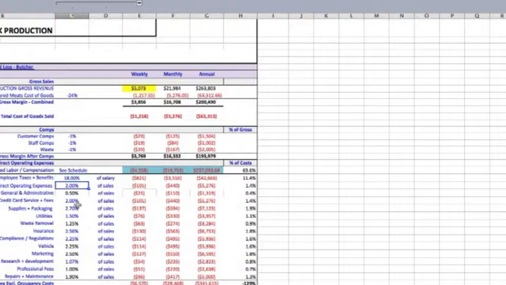You've got direct operating expenses. These are based off of percentage of sales. So these are industry standards here. That's why they're there. You can enter real numbers into this, but it's just a template. And so you can actually see what you should be expecting to generate over the course of a year or a week or a month, and then build your updates based off of that.